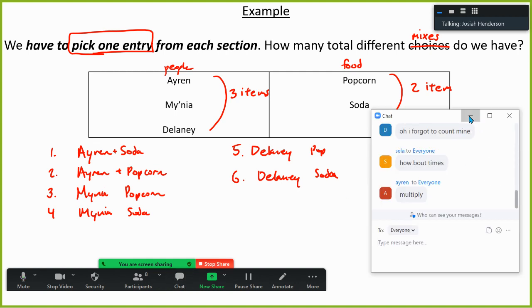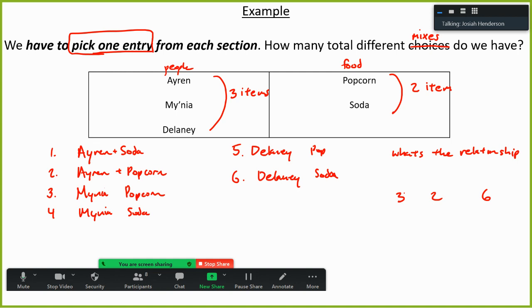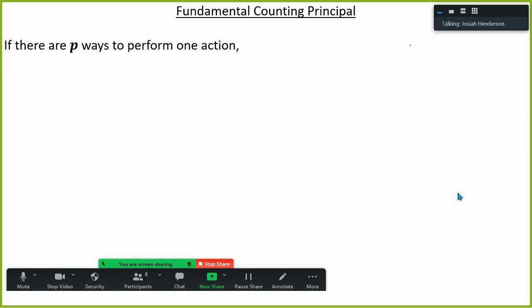Multiply. Good, Aaron. Yes, you see it. So the choices from one list, there was 3 choices, times the choices from the second list, 2 choices, equals our total number of mixes, pulling one thing at a time from each list of 6. And this is the basics of the fundamental counting principle.